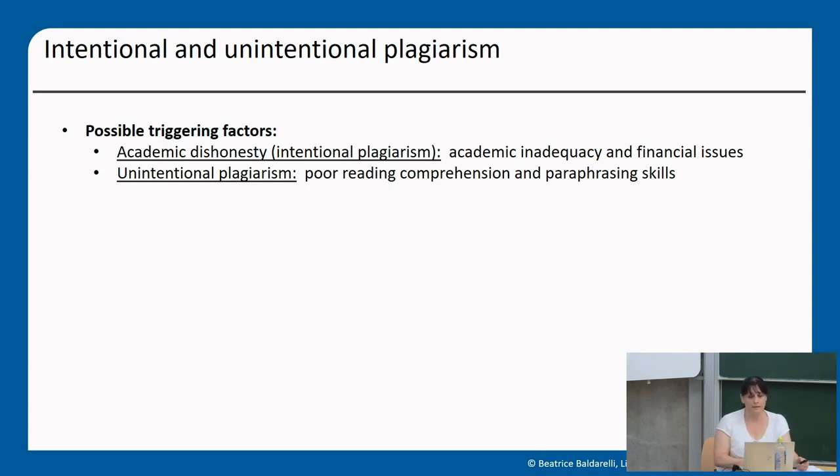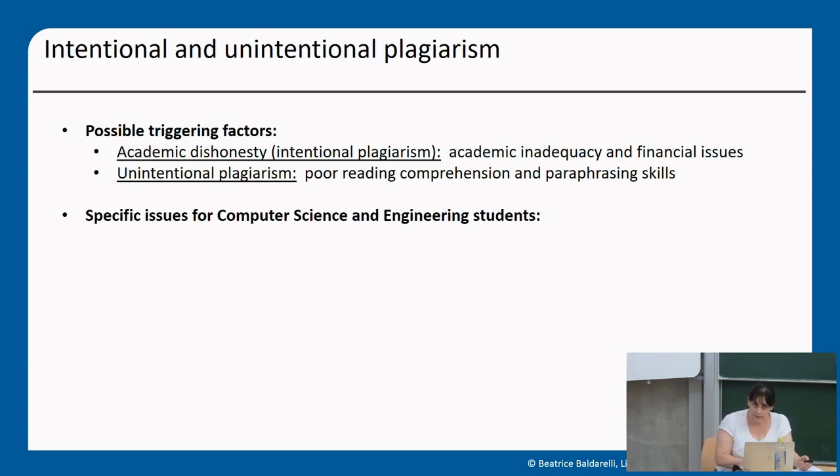Academic dishonesty encompasses cheating in all forms, starting with assignments in the course of the studies, up to the final thesis, with the extreme case of contract cheating. Unintentional plagiarism occurs if the students are not able to recognize and acknowledge the value or the function of a source. Several studies have highlighted the main triggering factors, like, concerning academic dishonesty, academic inadequacy and the pressure of financial issues, for example. For unintentional plagiarism, poor reading comprehension and paraphrasing skills.